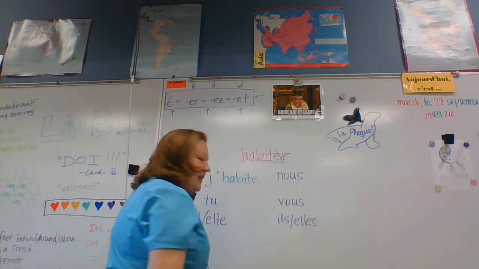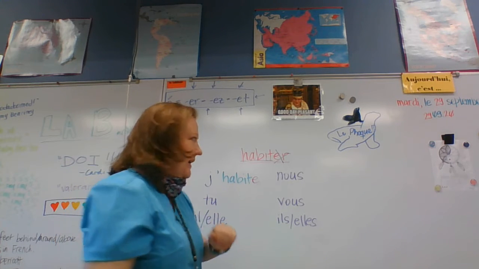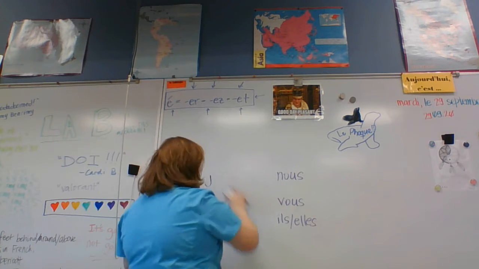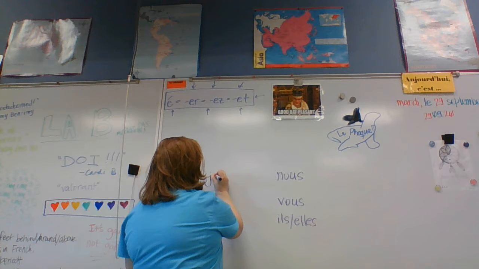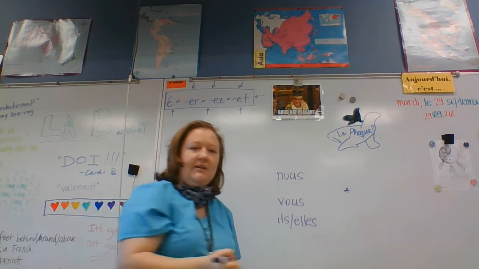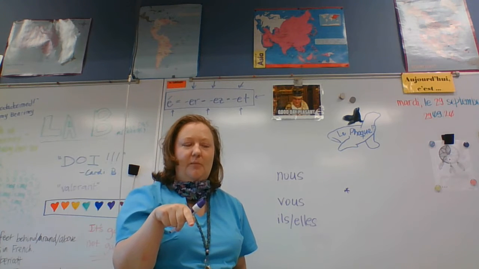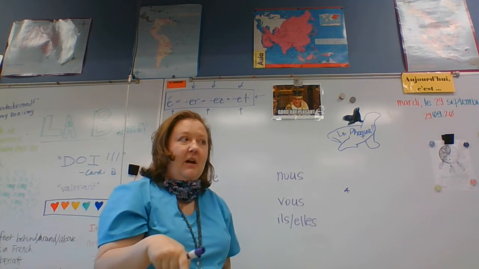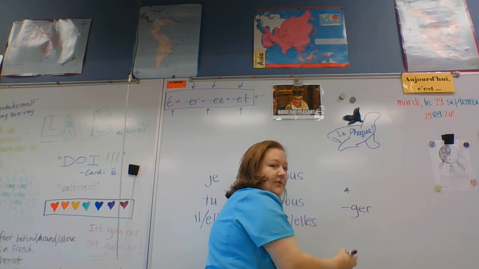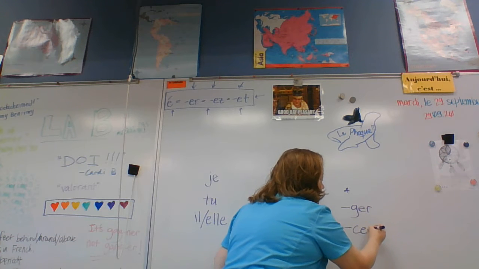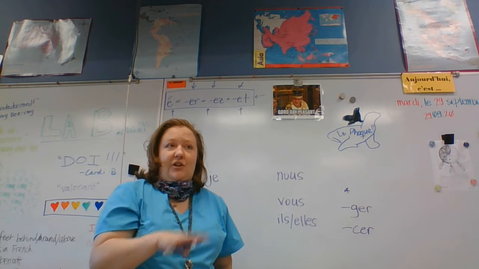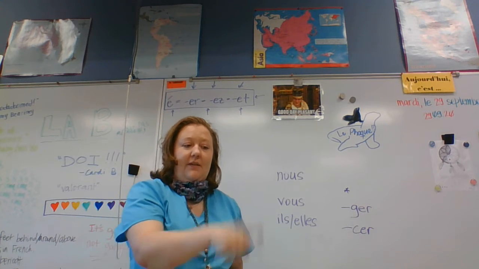Then I've got two more very special verb categories that I have to tell you about. And they are verbs that are listed on your page there. They have a little asterisk after them, a little star to tell you, hey, there's something special about this verb. Our asterisk verbs end in either G-E-R or C-E-R.